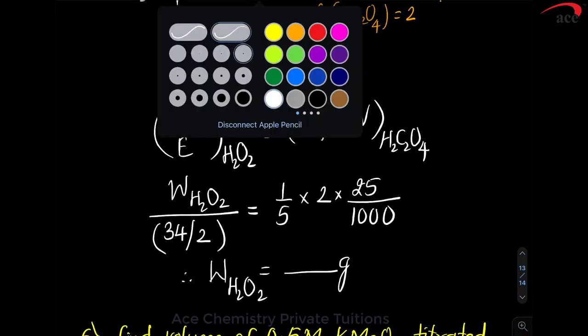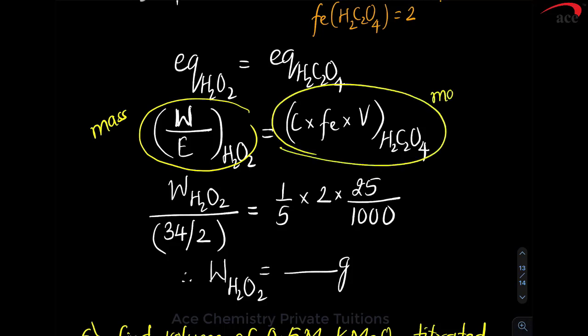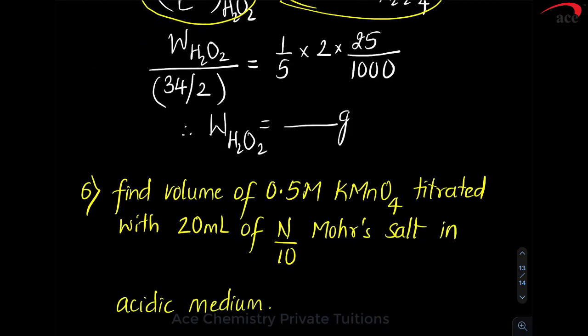Why did we use this formula for hydrogen peroxide? Because they asked for mass. Why did we use this formula? Because they had given us molarity. Like this.